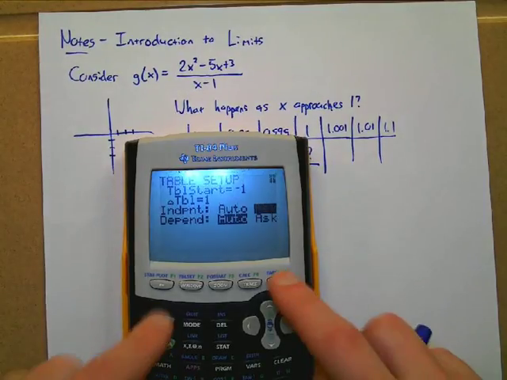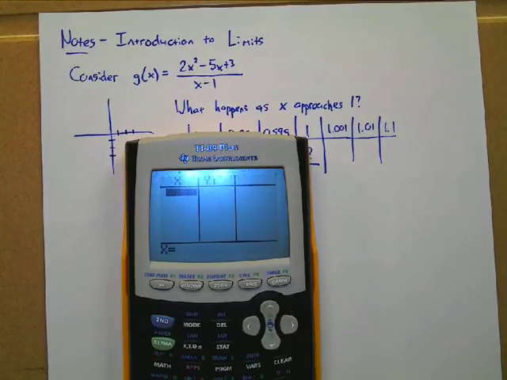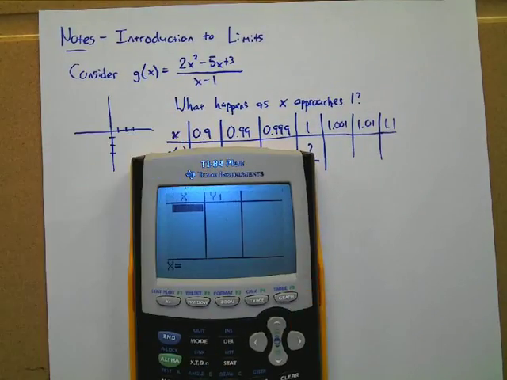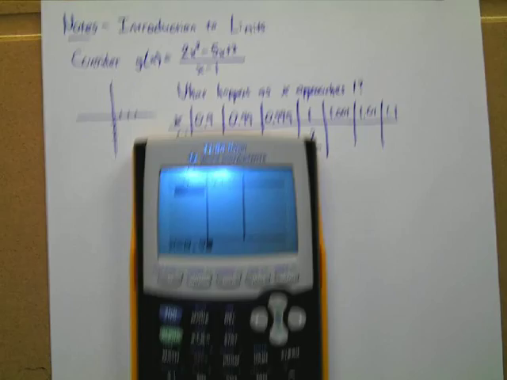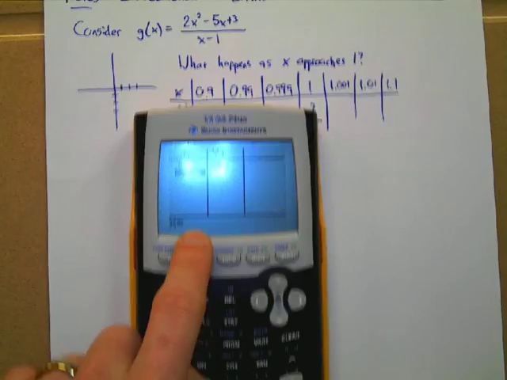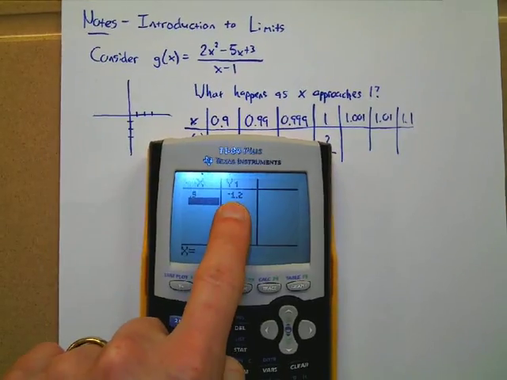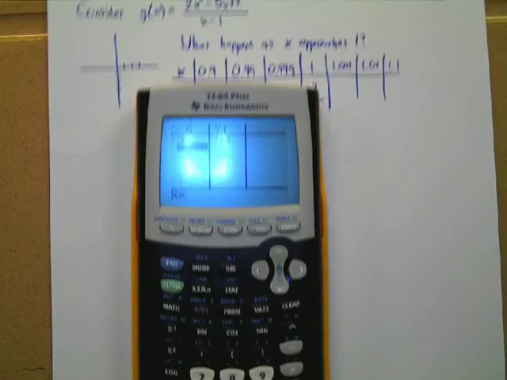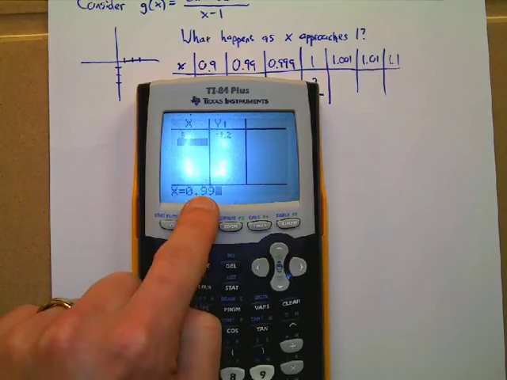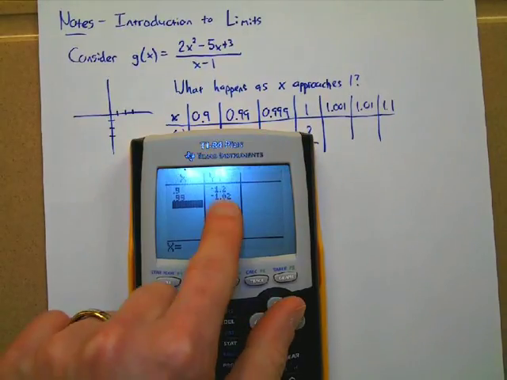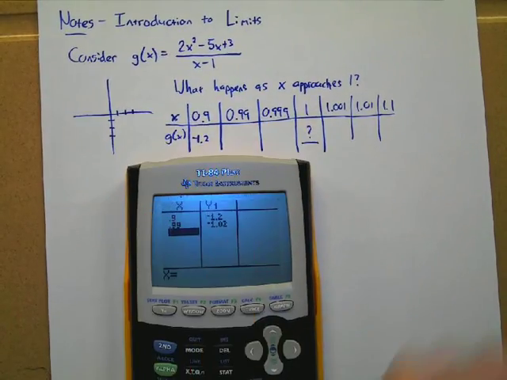So for example, I could type in 0.9, it just shows up here, and I hit enter, and it spits out the matching y value. All right, so I can use 0.99. Hit enter, and it spits out the matching y value, negative 1.02. So this is very handy when we have to put a bunch of different inputs into a single function.